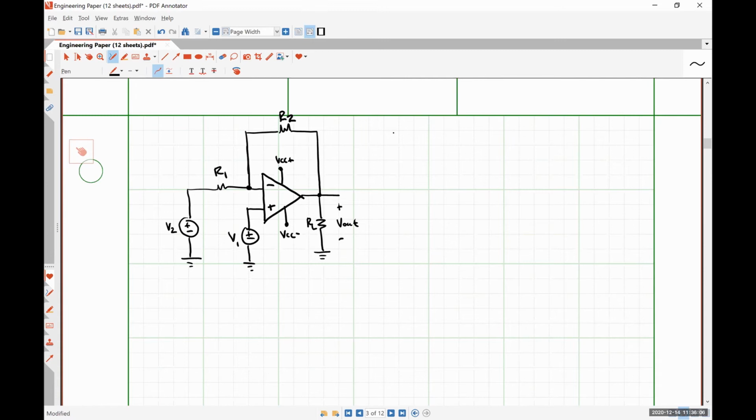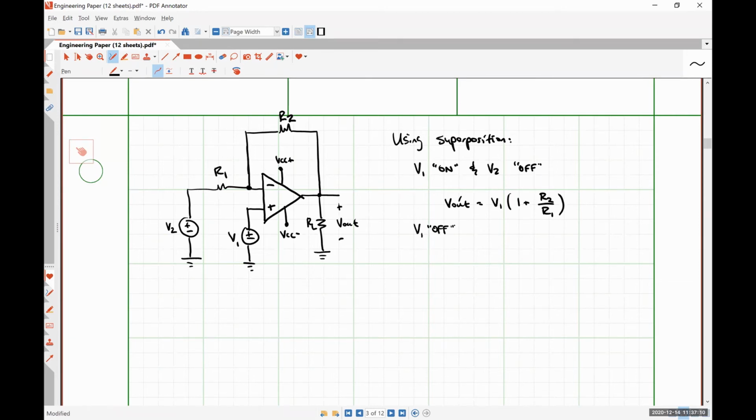So using superposition, with V1 on and V2 off, we get V out prime is equal to V1 times 1 plus R2 over R1, right? So I'm simply stating that when we turn this guy off, meaning we have no voltage applied at V2, it's going to behave exactly like a non-inverting amplifier. And we already know that a non-inverting amplifier behaves like this. So we don't need to do any circuit analysis whatsoever. Everybody okay with that? That's the point of understanding what these different topologies mean.